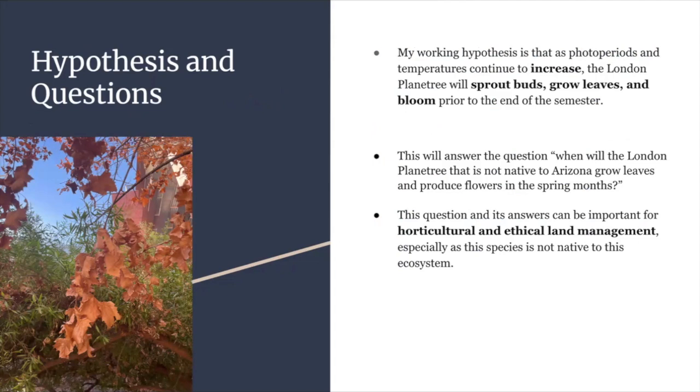I felt that this was an important question and that its answers could be important because of the horticultural and ethical land management uses that this plant sees here in Arizona. Like, what is going on here with this non-native plant being exposed to drastic temperature changes between day and night, as well as extreme heat and little precipitation that this species that is not native to this ecosystem will undergo here?